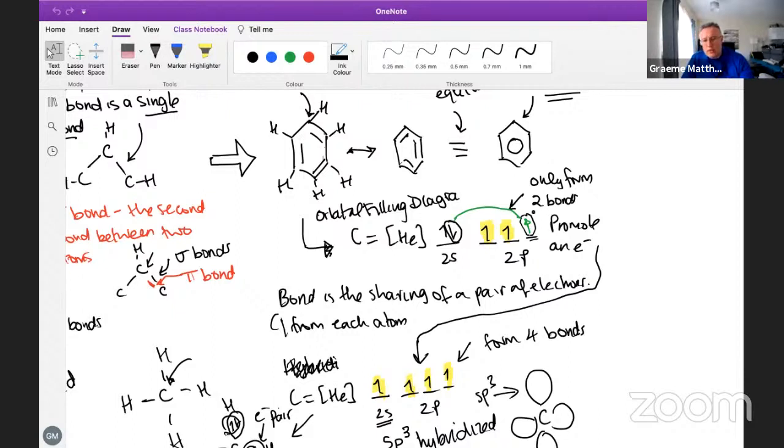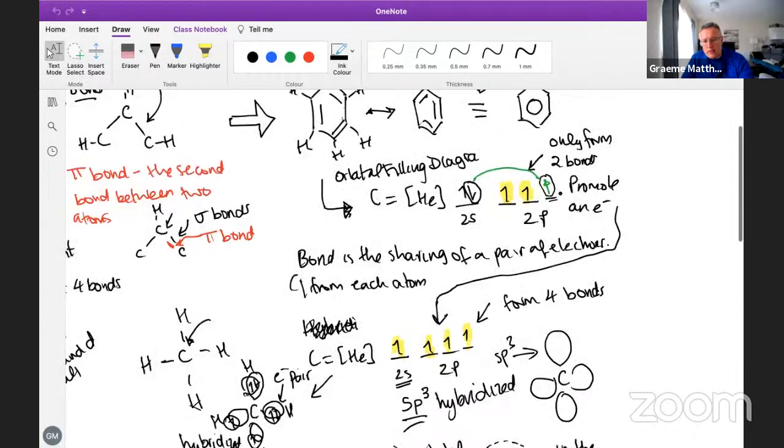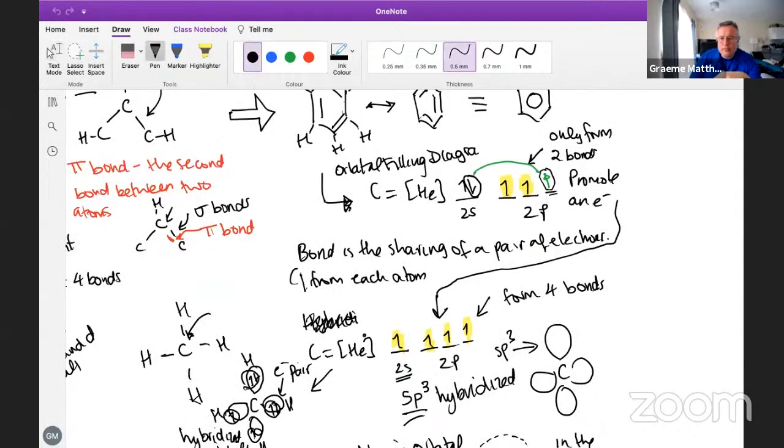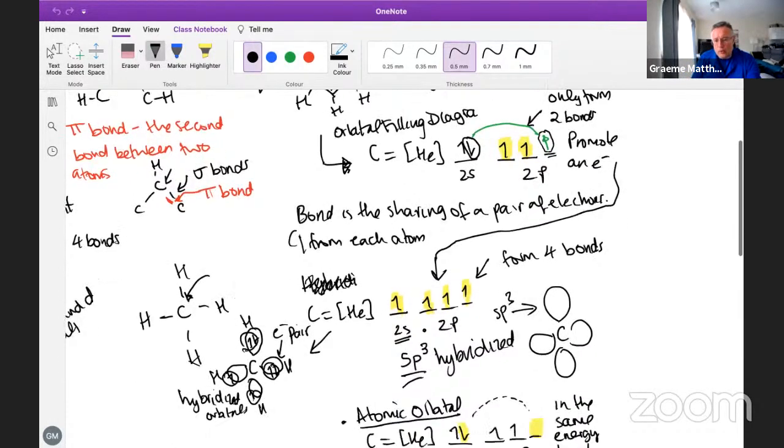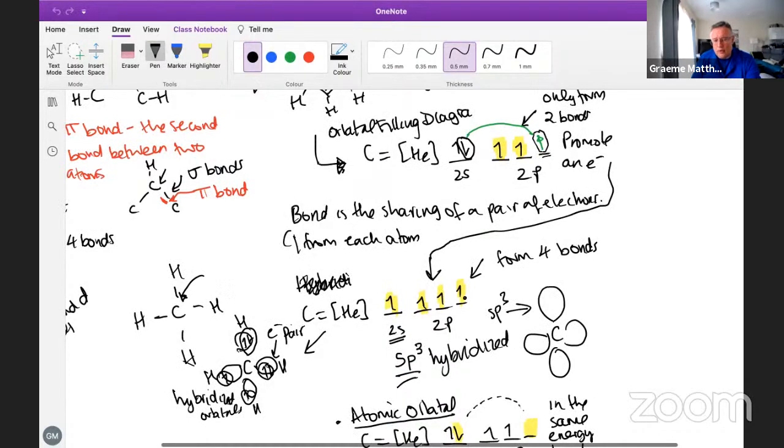Now, when I do that, I form 4 single electrons, 1 per atomic orbital, right? As in 1 in the 2s and 3 in the 2p subshell: 1 in the 2px, 1 in the 2py, 1 in the 2pz orbital. So now I have the capability, the option, of forming 4 bonds, right?